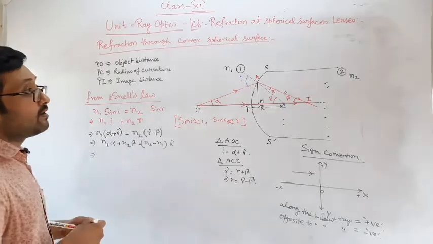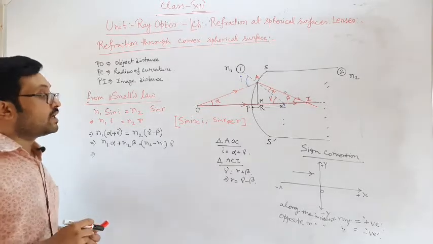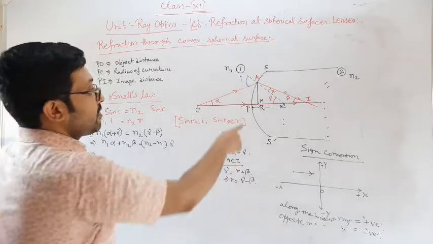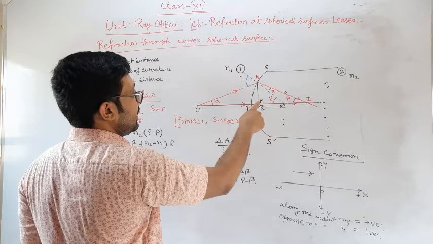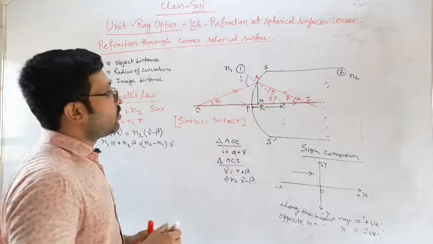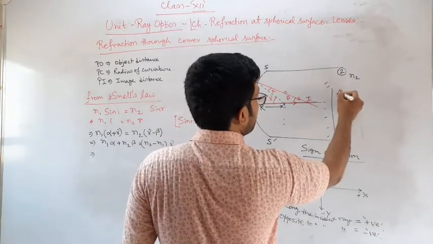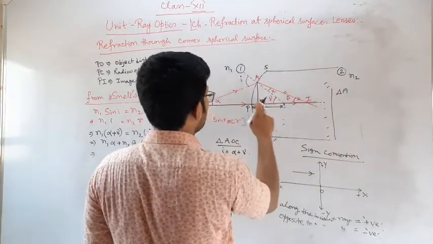How can we calculate alpha, beta, gamma? For this reason, we are considering the triangle AMO. If I consider the triangle AMO.